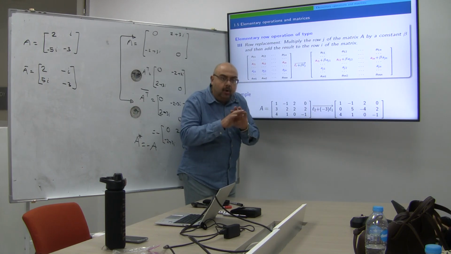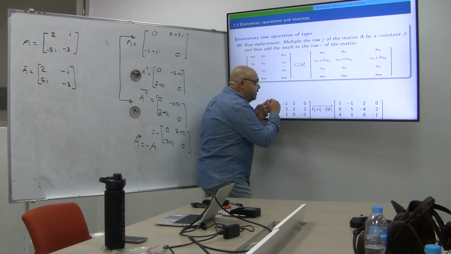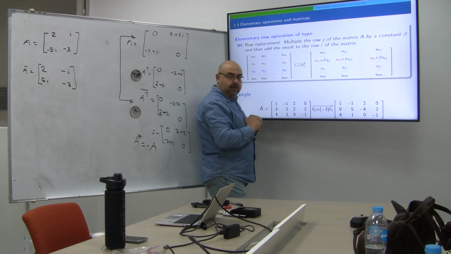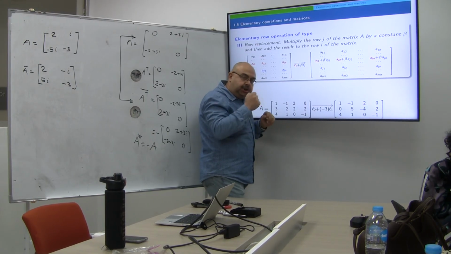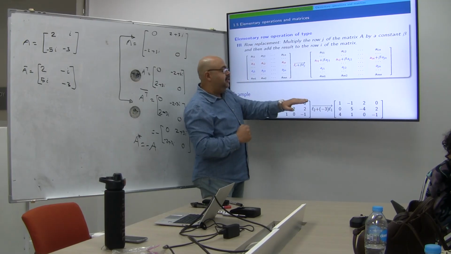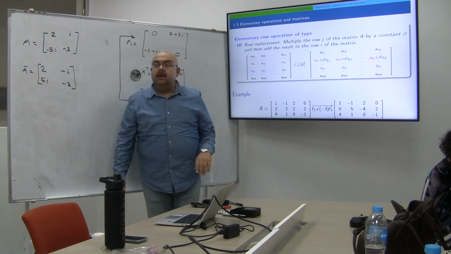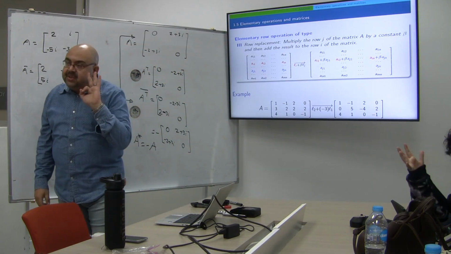So actually, all I did is multiplying the first row by -3 and adding it on the second row. But I'm doing this for each element, instead of taking this row, multiplying it by -3, then taking it and putting it on this one. So that's the third operation.